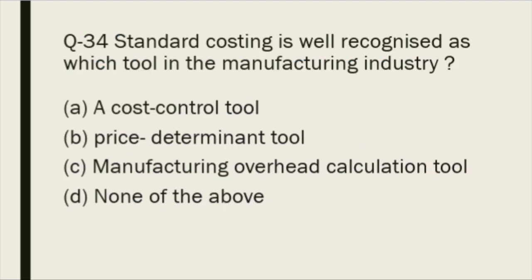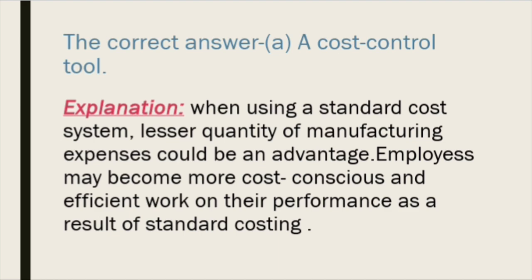Next one is that standard costing is well recognized as which tool in the manufacturing industry? A cost control tool, price determinant tool, manufacturing overhead calculation tool, none of the above. The correct answer is a cost control tool. The reason is that when using a standard cost system, lesser quantity of manufacturing expenses could be an advantage.